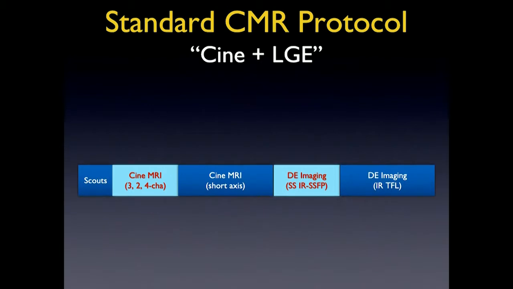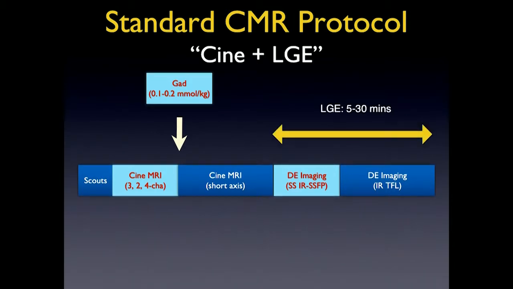So schematically, when we look at the standard protocol, it's set out here. We start with the scouts, we do our cine MRI, and then we do delayed enhanced imaging. We typically inject the contrast not after the full set of cine imaging, but usually before we do the short axis acquisition. This is mainly just to speed up the protocol because we don't want to build too much dead time into the protocol. So if we're waiting 15 minutes with no acquisition, that's just a waste of time on the scanner. And then following the injection, I should say here, we do our late gadolinium enhancement at about 5 to 30 minutes.